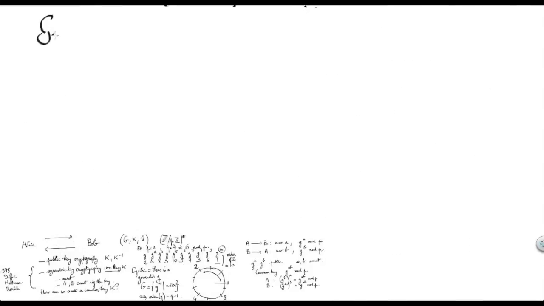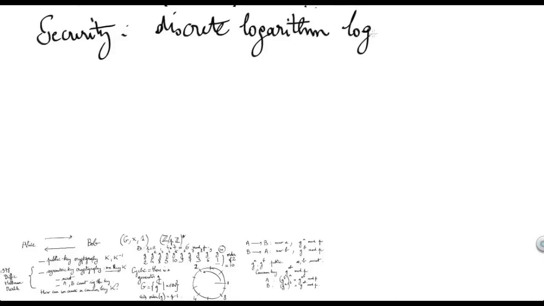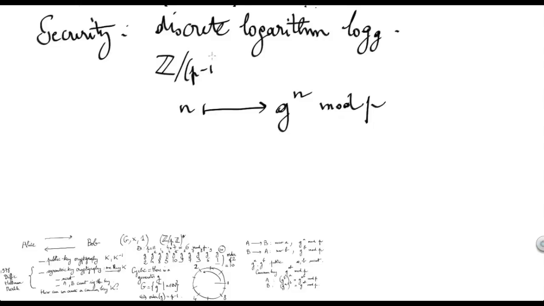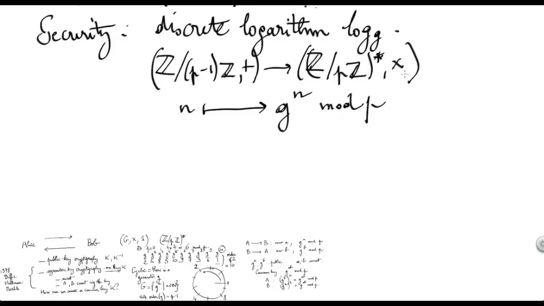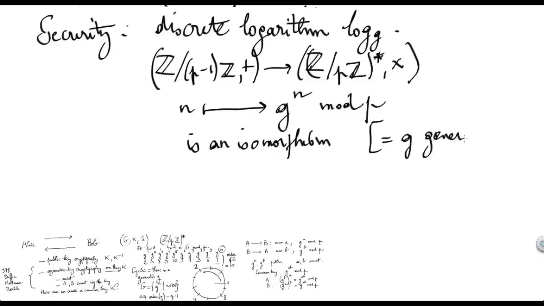The security of this scheme is based on an algorithmic problem called the discrete logarithm, log base G. And what is this beast? Well, the fact that G is a generator means that there's a map which maps every integer to its power mod P, and it so happens that this is a map from the additive group Z over P minus 1 Z to the multiplicative group Z over PZ star. That G is a generator means that this is an isomorphism of groups.